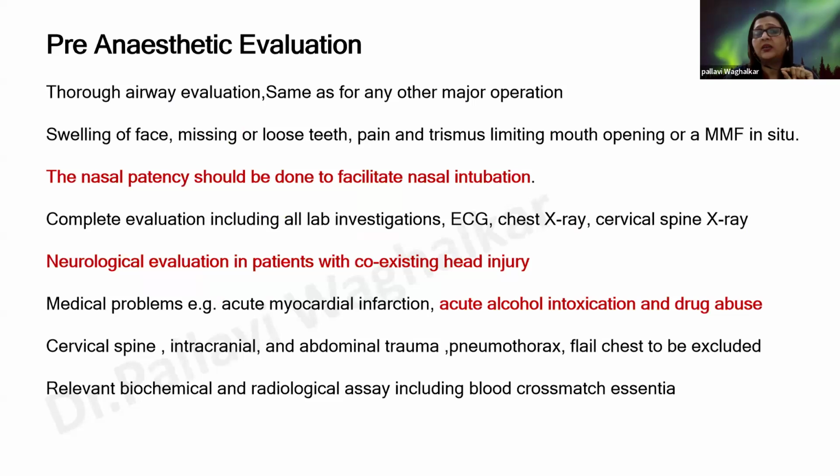When these patients come, the pre-anesthesia evaluation will be the same as for any other major operation. We have to rule out any swelling, missing tooth, pain, trismus, or any arch bar or MMF in situ. Nasal patency should be checked to facilitate nasal intubation. Neurological evaluation in a patient with coexisting head injury should be done. The patient might have medical problems like acute MI, acute alcohol intoxication, or drug abuse, and any other trauma like cervical spine, intracranial trauma, abdominal trauma, pneumothorax, or flail chest should be ruled out.